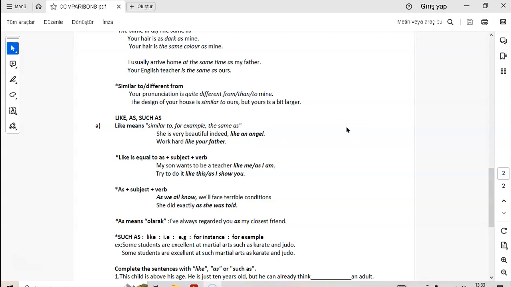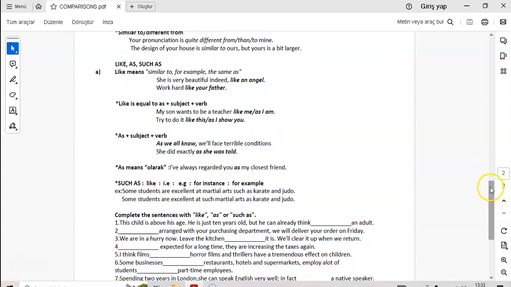Okay, when you think of like, as, and such as structures, let's talk about it. Like means similar to. For example, you're like your mom, and she's like an angel, or she works hard like the father. And so here, like means similar to, for example, and the same as. And so, what about the second one? Like is equal to as plus subject verb.